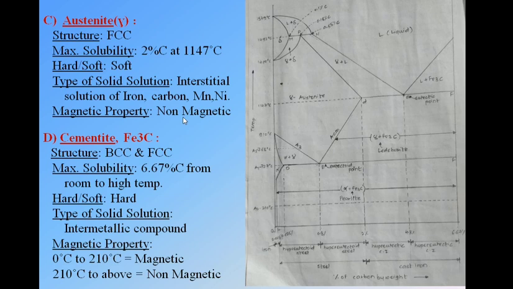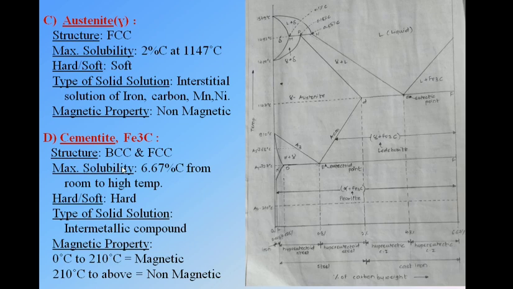Okay, next the fourth one, cementite. Where is the cementite? That is Fe3C. Here the whole portion, all this portion will be cementite only. It is the hardest phase in the iron carbide equilibrium diagram. Remember it. Structure: BCC and FCC. Why? Because cementite starts from here, from 0 to 910 we get BCC, and from here up to this end we get the FCC structure. So it combines both BCC and FCC.